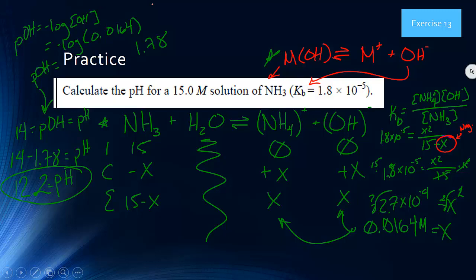And again, you could have skipped writing out the whole reaction. You could have just been like, it's going to make some hydroxide and some cation, and run with it. You would have come out with the same answer.